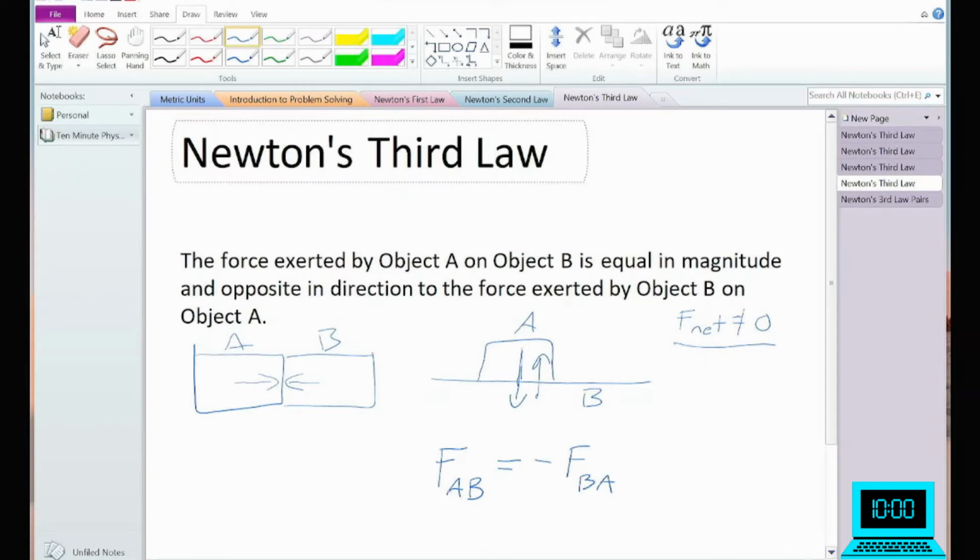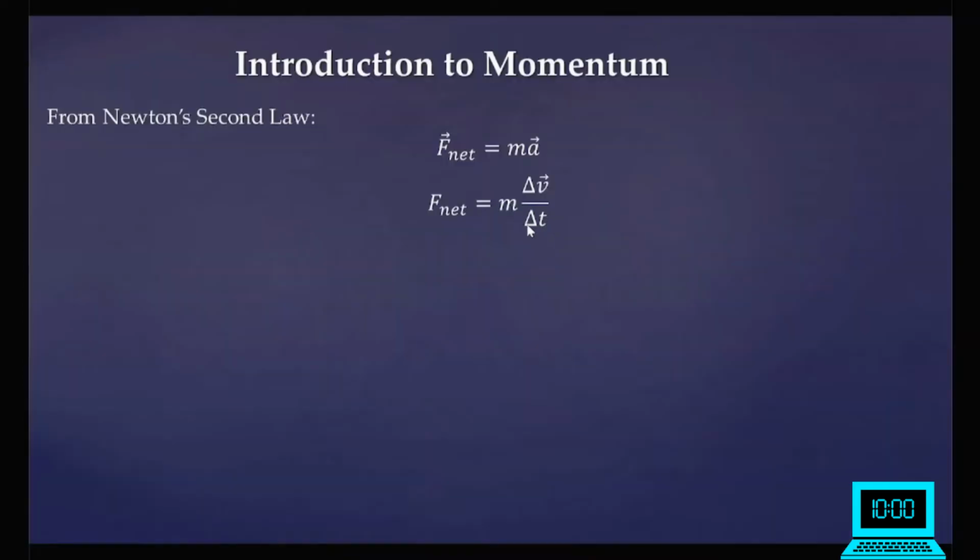But the thing we're going to do here now is take this delta t and move it from the bottom right and swing it up here to the top left.